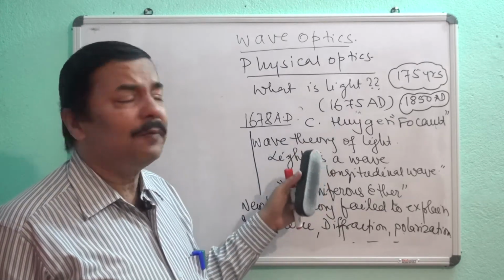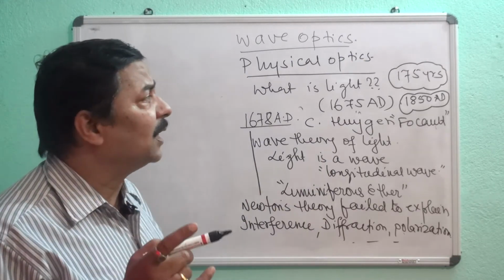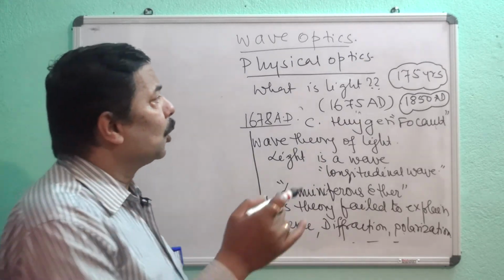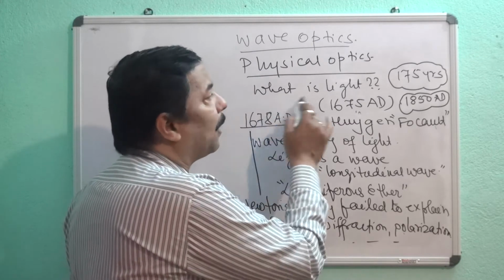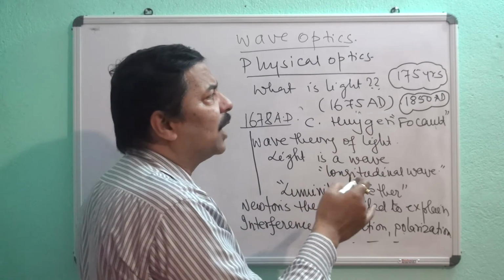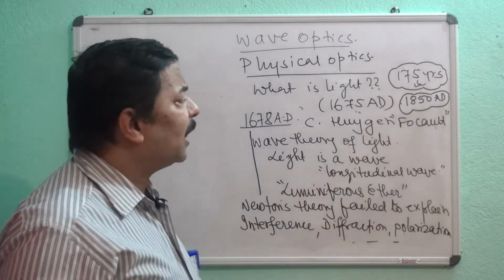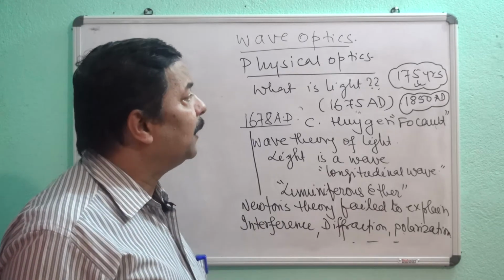But you should understand that it was the first scientific study of light. So it was telling something scientifically about light, and it ruled the society. It was available in the society for about 175 years. After that, what I would like to tell you, see carefully.